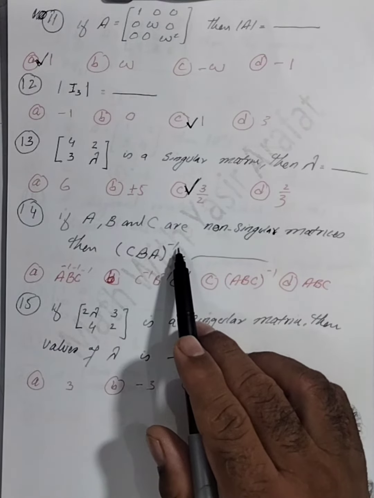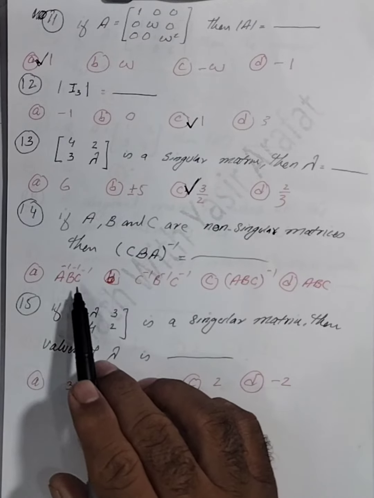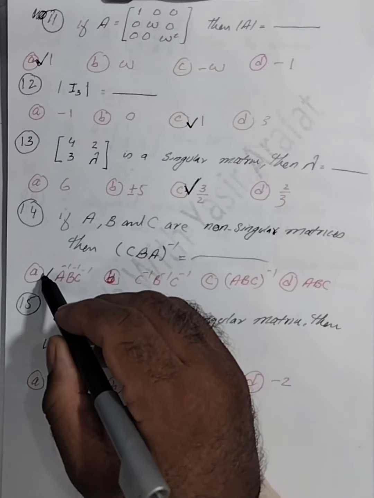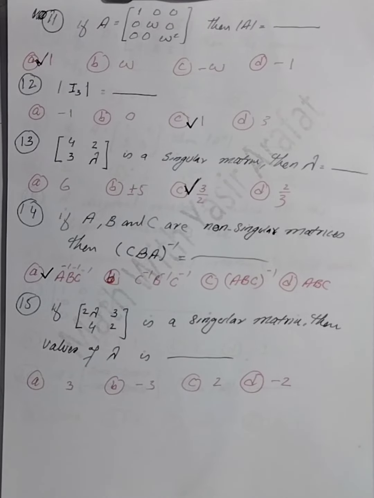Now CBA inverse is given, so ABC inverse will be equal to each other. So the A option is correct in the 14th MCQ here.